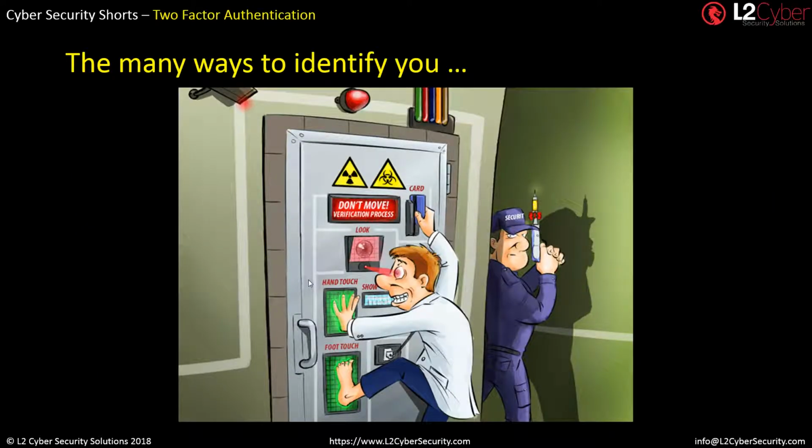So there's many ways to identify you, and here in this example of this high security facility, this gentleman is using two different factors to gain access to this locked room. So he's using something he is, which is his retina scan and his handprint and his footprint, and something he has, which is a smart card, which he's swiping there.